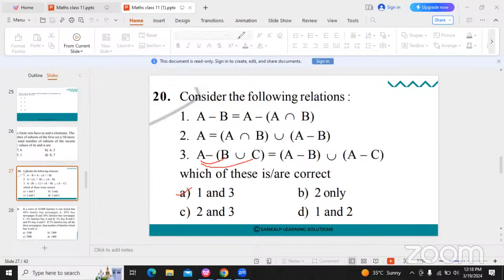Exactly. Some students gave the right answer and some others tried well, but make it correct. So option A is the correct one, that is, statements 1 and 3 are correct. Next one.